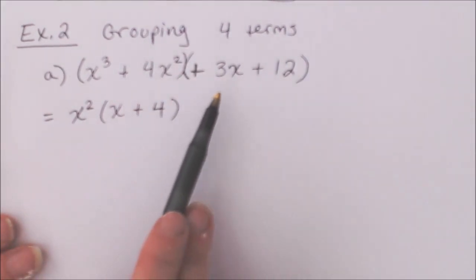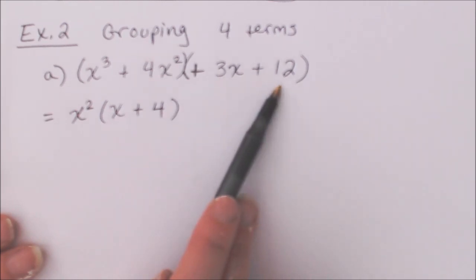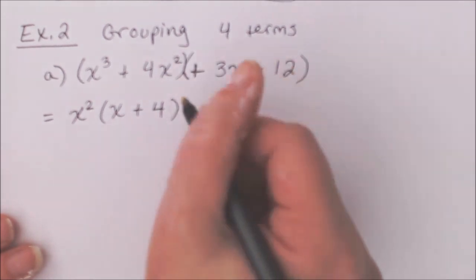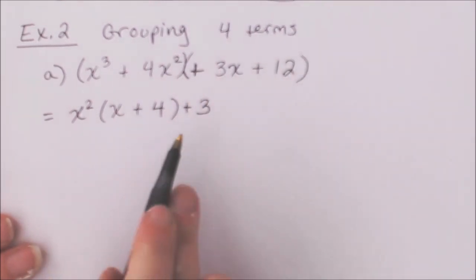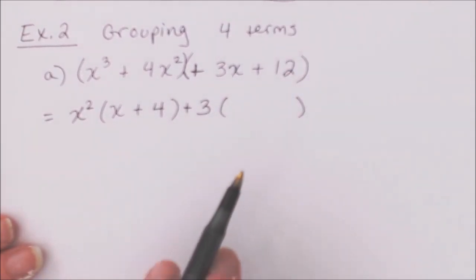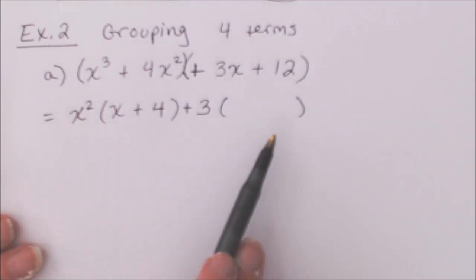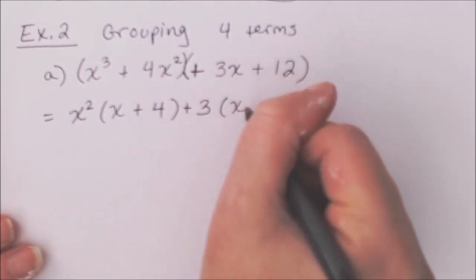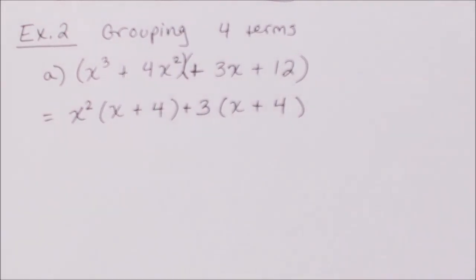The second set of parentheses, ask yourself, 3x and 12, what do they have in common? The only thing they have in common is a 3, and since that third term is positive 3x, I'm going to take out a positive 3. That plus sign is important, so write that plus sign there. And then if I were to redistribute the 3, what would I need to multiply by to get 3x plus 12? Hopefully you see again, that would be x plus 4.